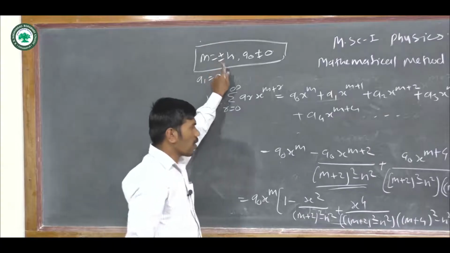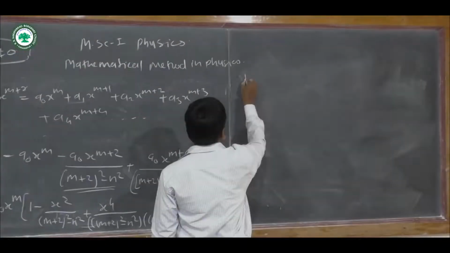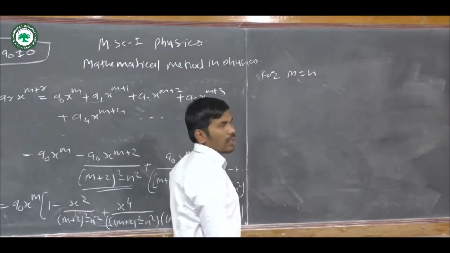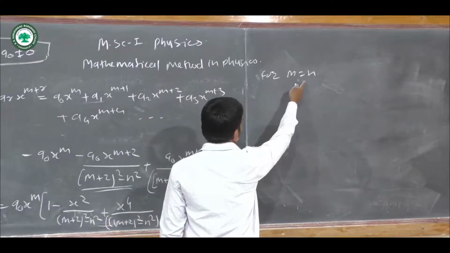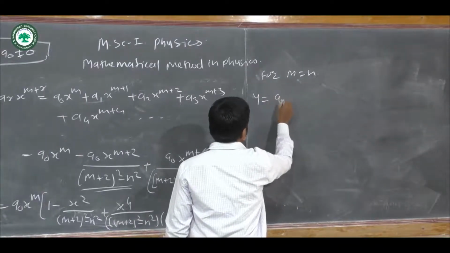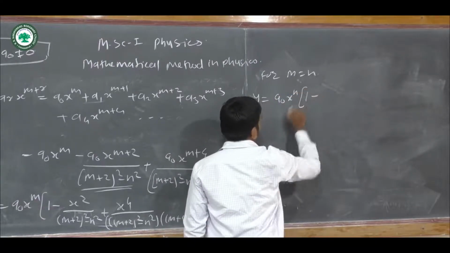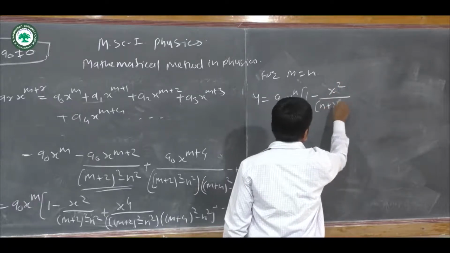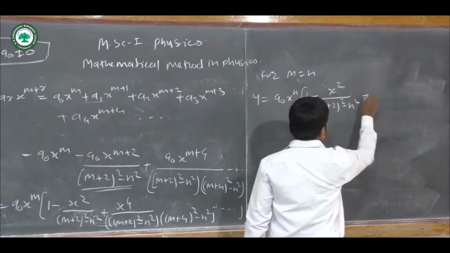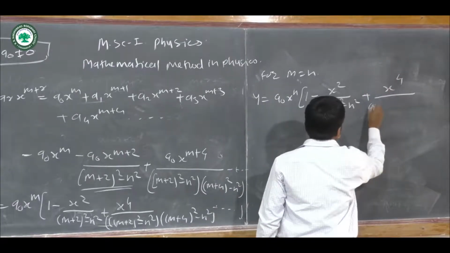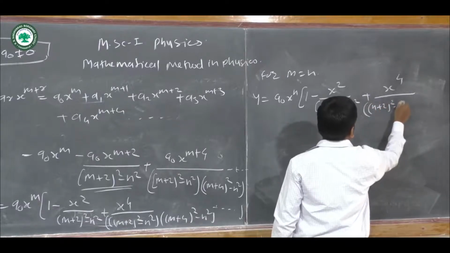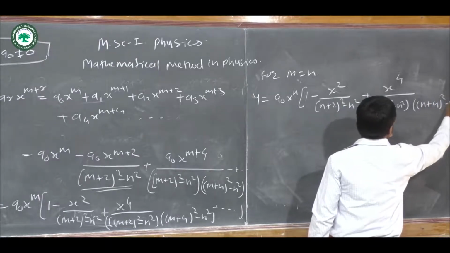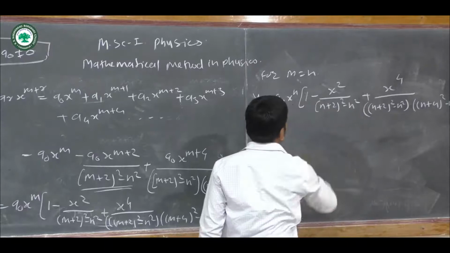If I put this value into this, now for m is equal to n, that we already found from the initial equation. So if I put m is equal to n, y is equal to a naught x power n into 1 minus x power 2 divided by (n plus 2) bracket square minus n square, plus x power 4 divided by (n plus 2) bracket square minus n square into (n plus 4) bracket square minus n square. So just replace the m with the n.